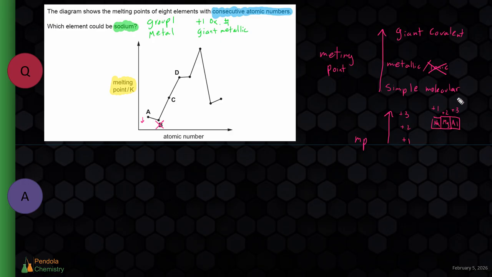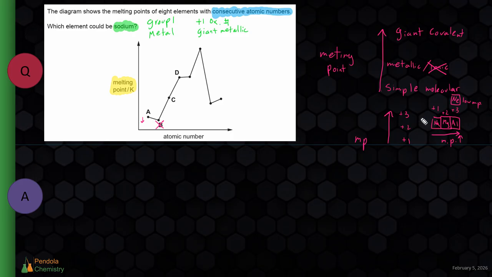Before sodium on the prior end of the periodic table, we have a noble gas. We have neon. Neon is a simple molecular structure, so this is a very low melting point. Whereas sodium, magnesium, aluminum, the melting point is going to increase as we move from sodium to magnesium to aluminum.